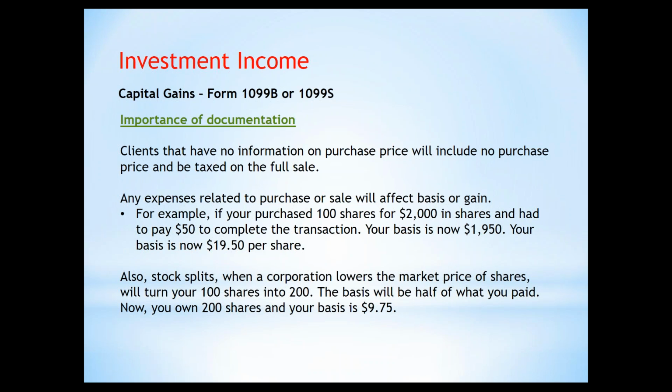For example, let's take a look at an example that I have up on the screen. If you purchased 100 shares for $2,000 and you had to pay $50 to complete the transaction, then the basis is now $1,950, and the basis per share is $19.50. Also, if the stock splits and a corporation lowers the market price, you can turn your 100 shares into 200, and the basis per share will now be half of what you paid. So now you own 200 shares, and that per-share basis is $9.75.